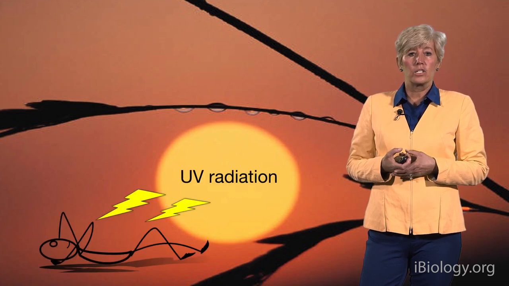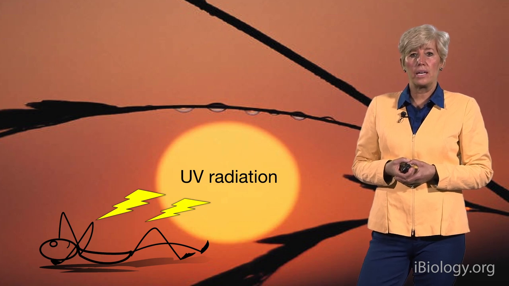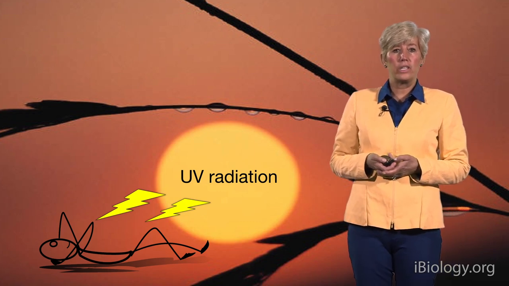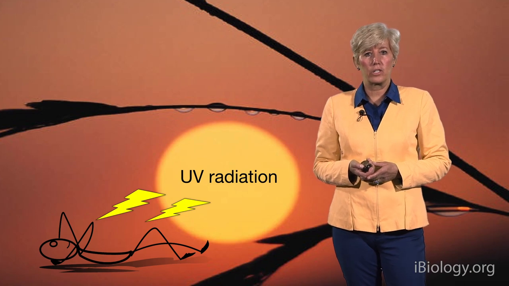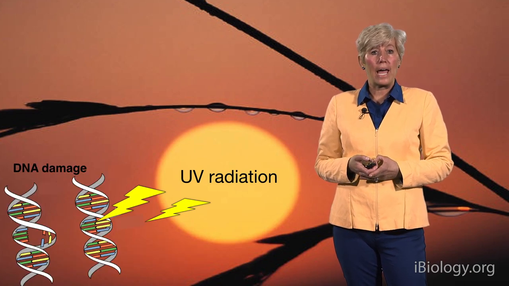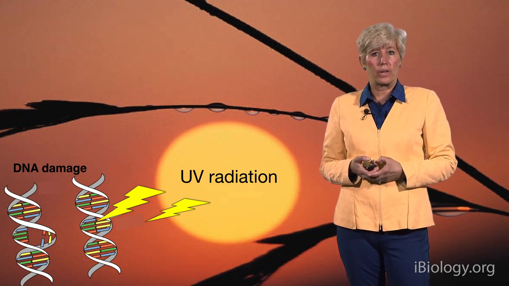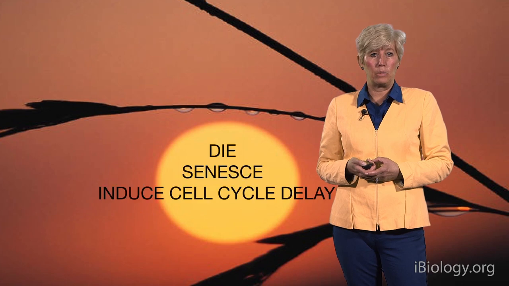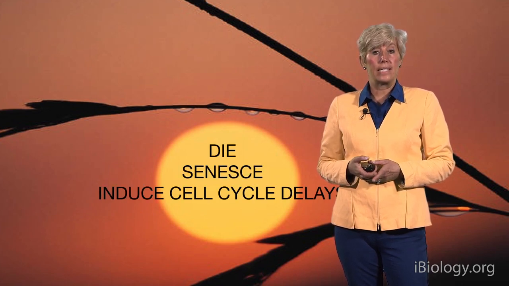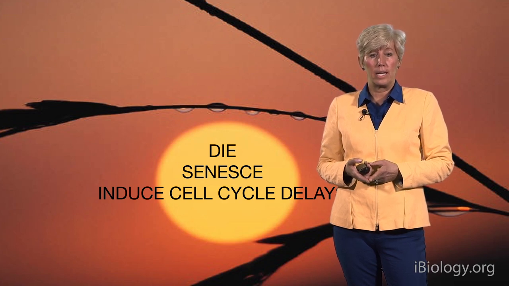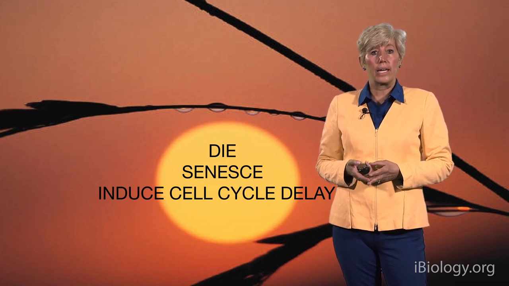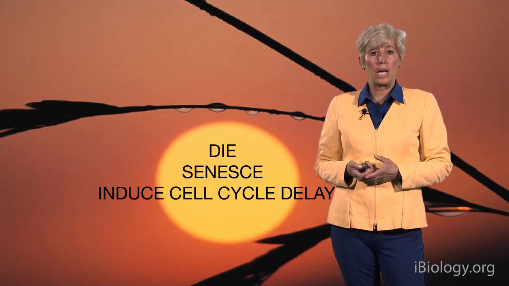So let's take an example. We're all used to living in a world with sunshine. So what happens when you're out in the sun? Well, the sun emits UV radiation, and this UV radiation can penetrate our skin cells. What happens then is mutations. So UV radiation can interact with our DNA and create DNA mutations. And cells can respond in three ways. They can die through a process known as apoptosis, they can senesce, or they can induce cell cycle delays and allow time for the cells to repair those mutations.